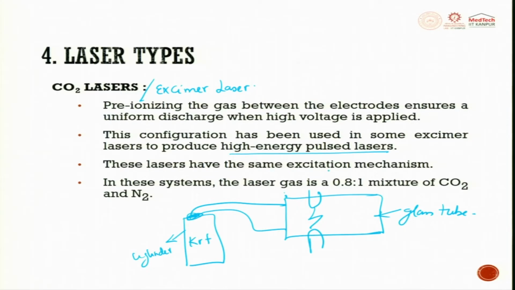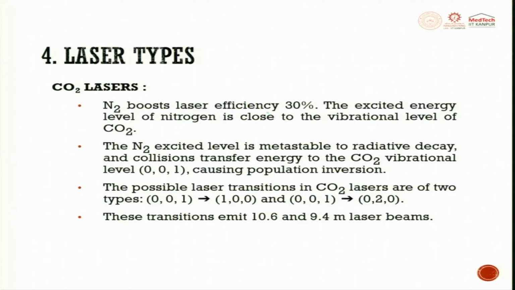These lasers have the same excitation mechanism. In this system, the laser gas is a 0.8 to 1 mixture of CO2 and N2. N2 boosts laser efficiency to 30%. The excited energy level of nitrogen is close to the vibrational level of CO2. So, we use the premix of CO2 and N2.